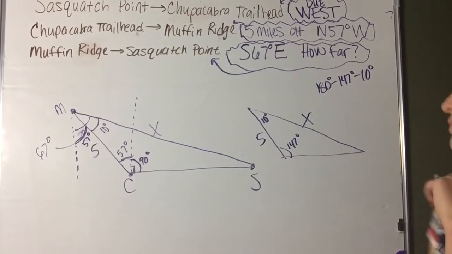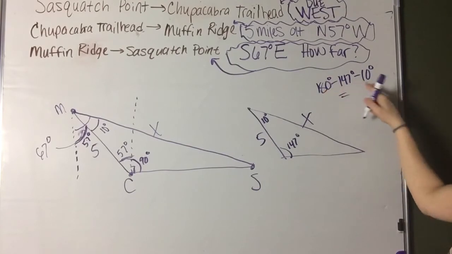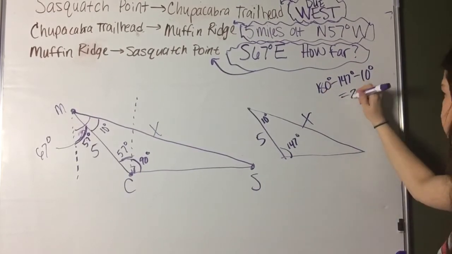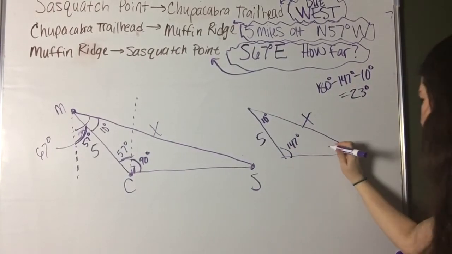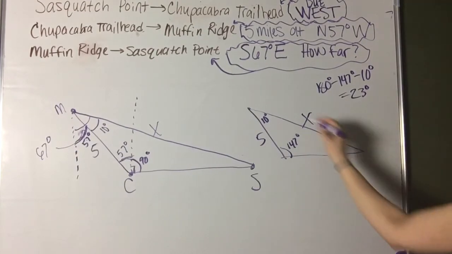Okay, so 180 minus 147 minus 10 is going to be 180 minus 157. It's what, 23 degrees? So that makes this 23 degrees. That means that we're all set to go, actually, now that we have all those angles.